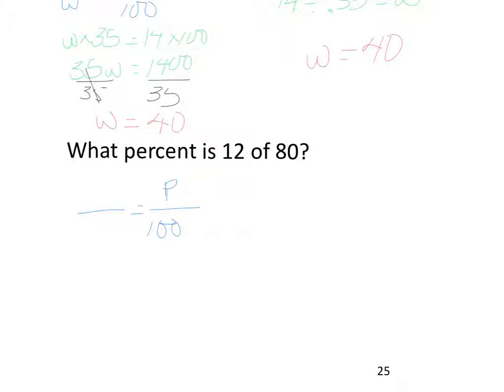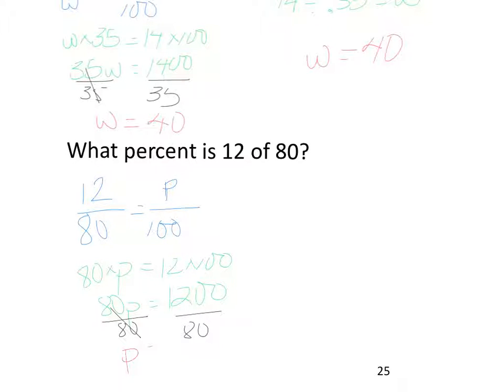Now to determine the part and the whole. What percent is 12 of 80? "Is" 12, "of" 80. So 12 is the part, and 80 is the whole. "Is" and "of" show their relationship. We can now cross multiply. 80 times P equals 12 times 100. 80P equals 1200. We then come in and divide both sides by 80 to get that P is equal to 15.